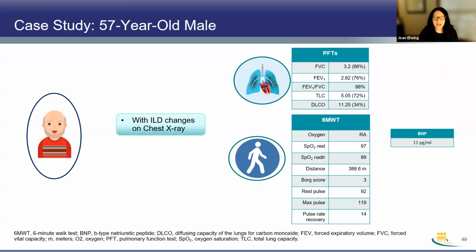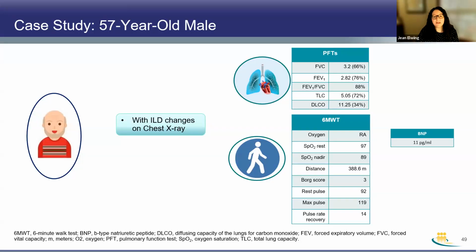You get a chest x-ray and he has those ILD changes, which prompt our concern for a progressive interstitial process. We go on to get pulmonary function tests, and he has moderate impairment with FVC in that 65% range. His TLC is 72%, and his DLCO is significantly impaired at 34% predicted. His BNP is normal. His walk distance on room air did show some mild desaturation to 89%, and his pulse rate recovery was only 14.